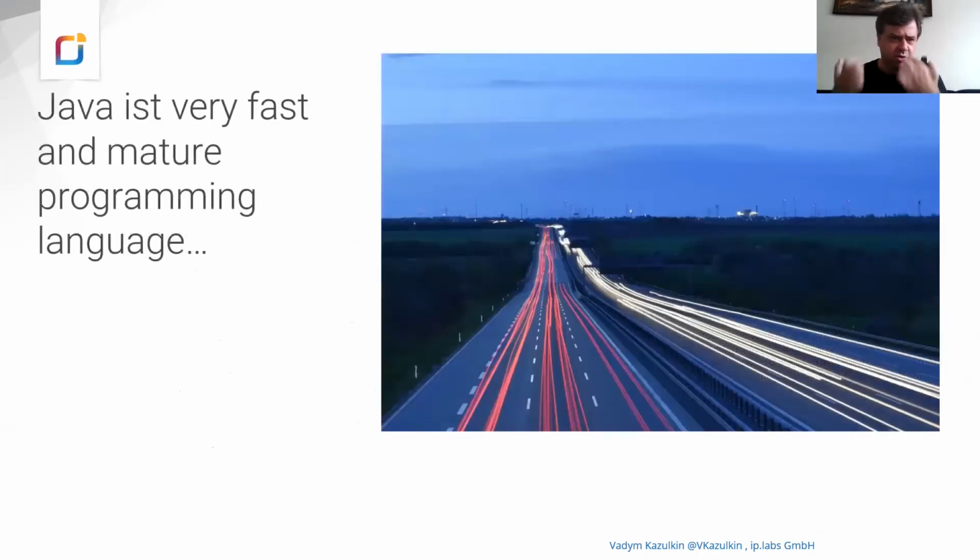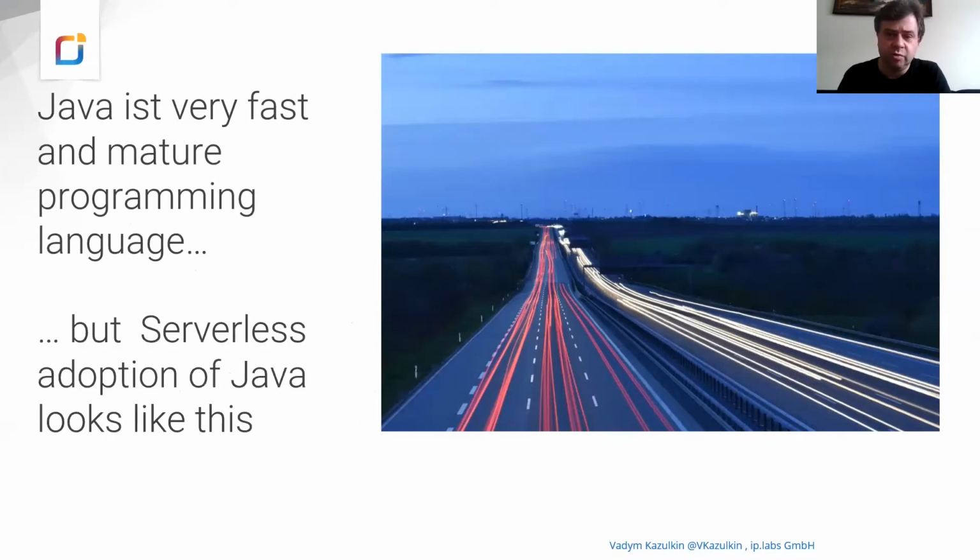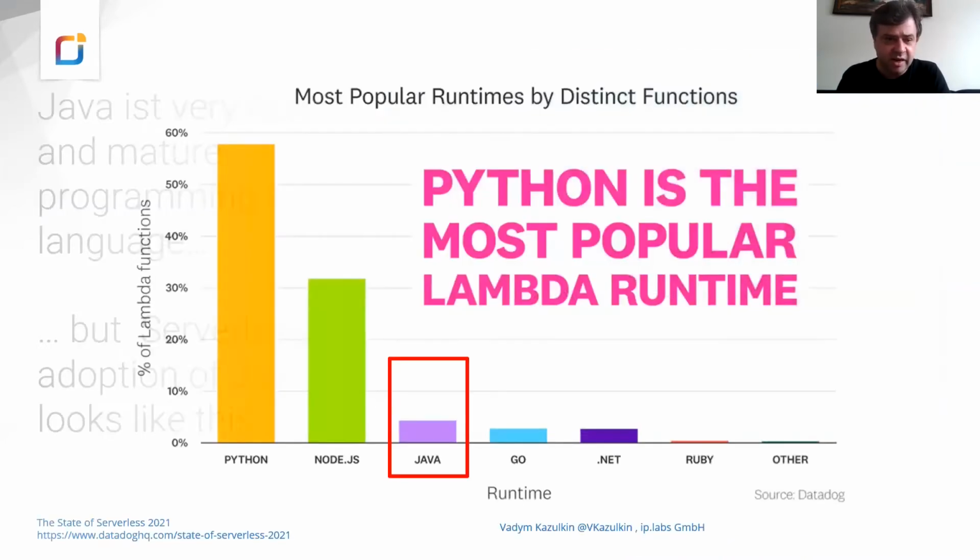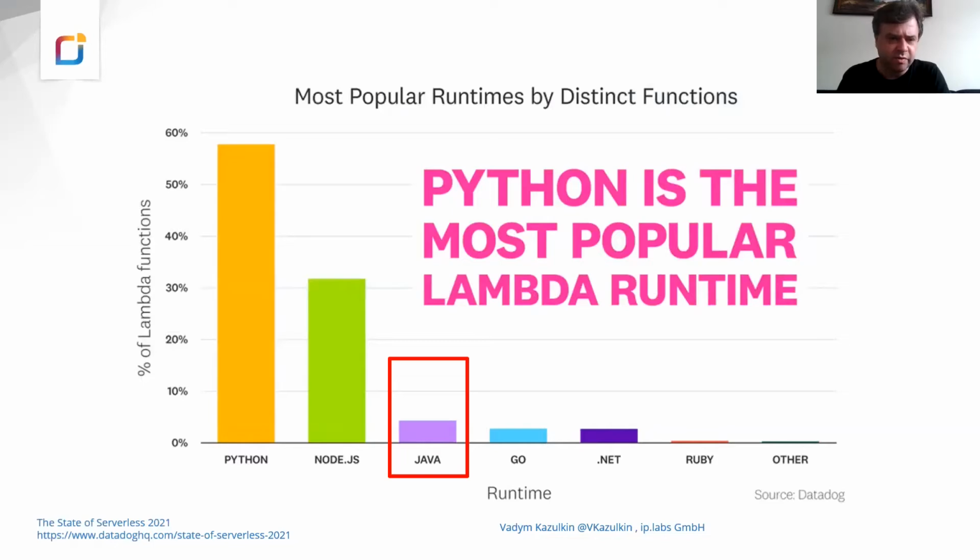So if we look at Java as a programming language, we know that it's a very fast, mature programming language, but the serverless adoption looks like this. This is the picture from last year, and you see that Java is used in just 5% of cases, and you see Python and Node.js quite above it for serverless solutions.